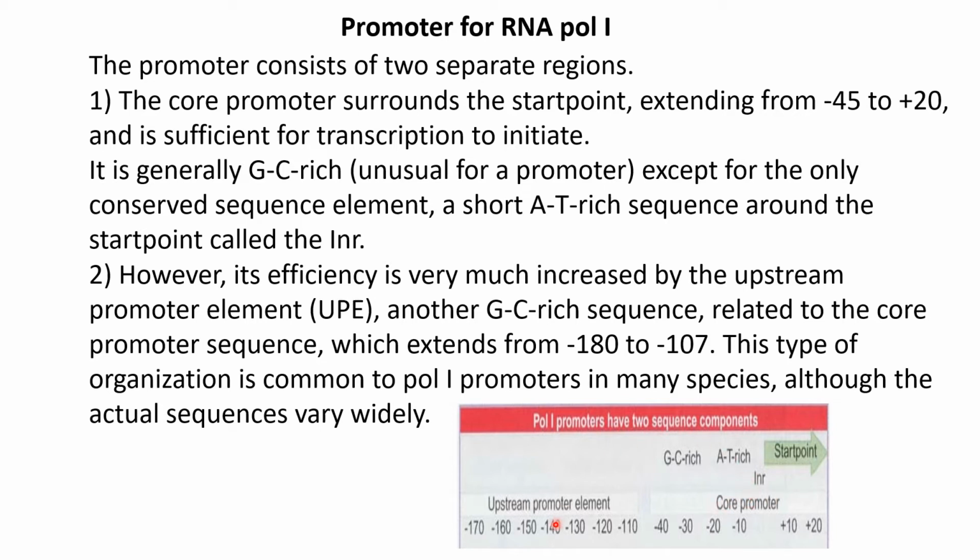Now the efficiency of this promoter is increased by the presence of the upstream promoter element. It is another GC-rich sequence and it is present at around -107 to -180 region, and this type of organization is present in many of the promoters of RNA polymerase 1.